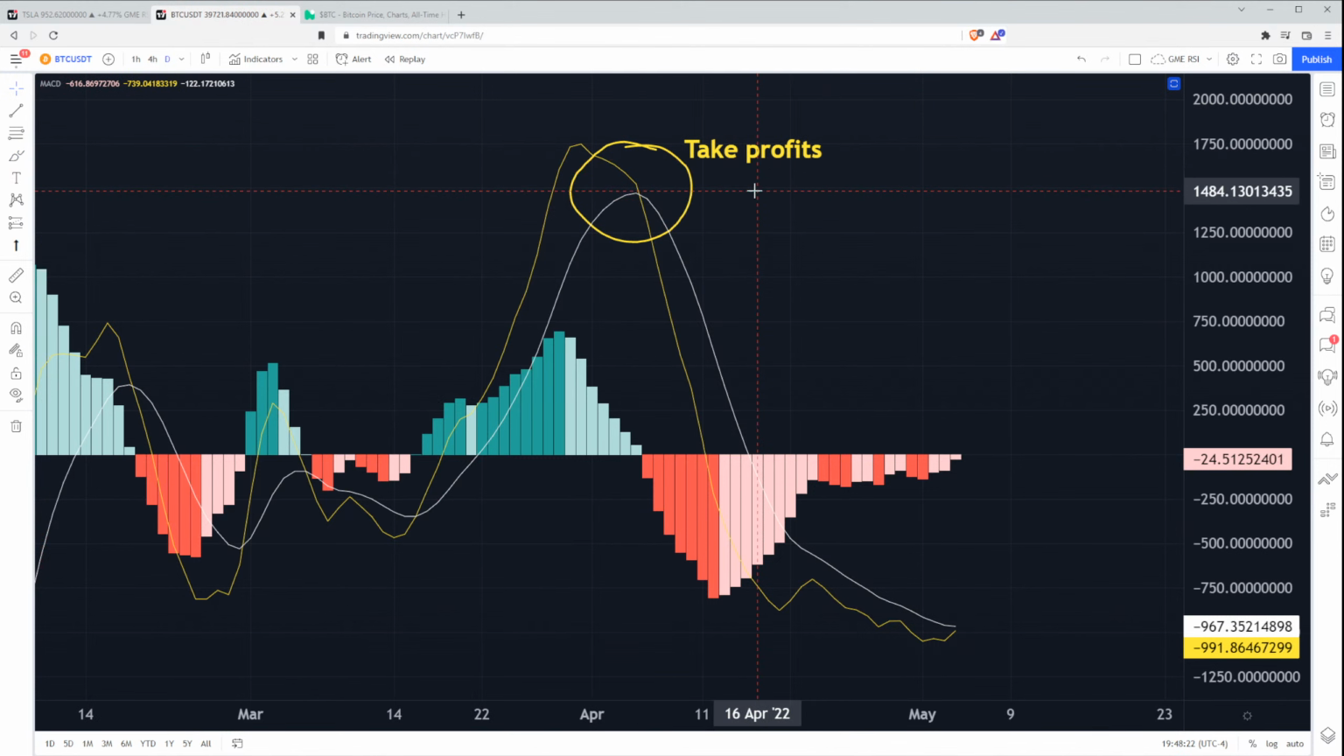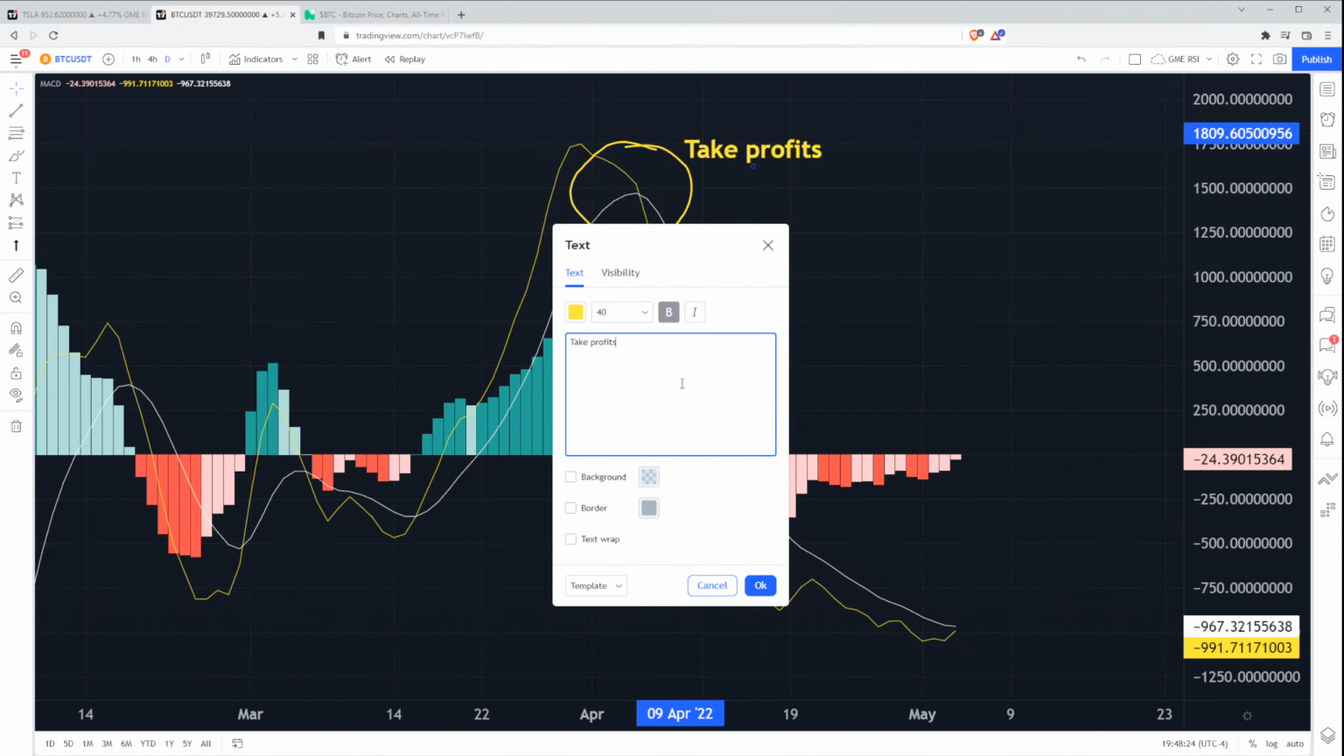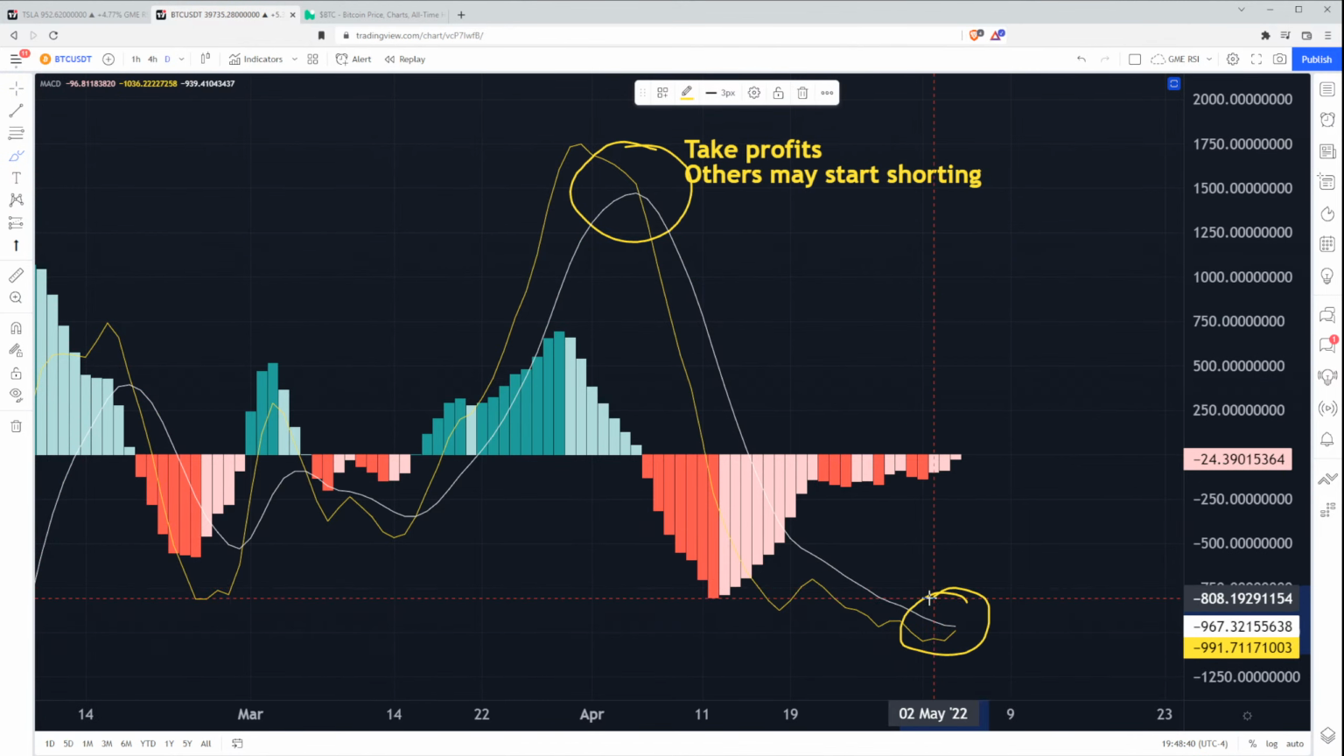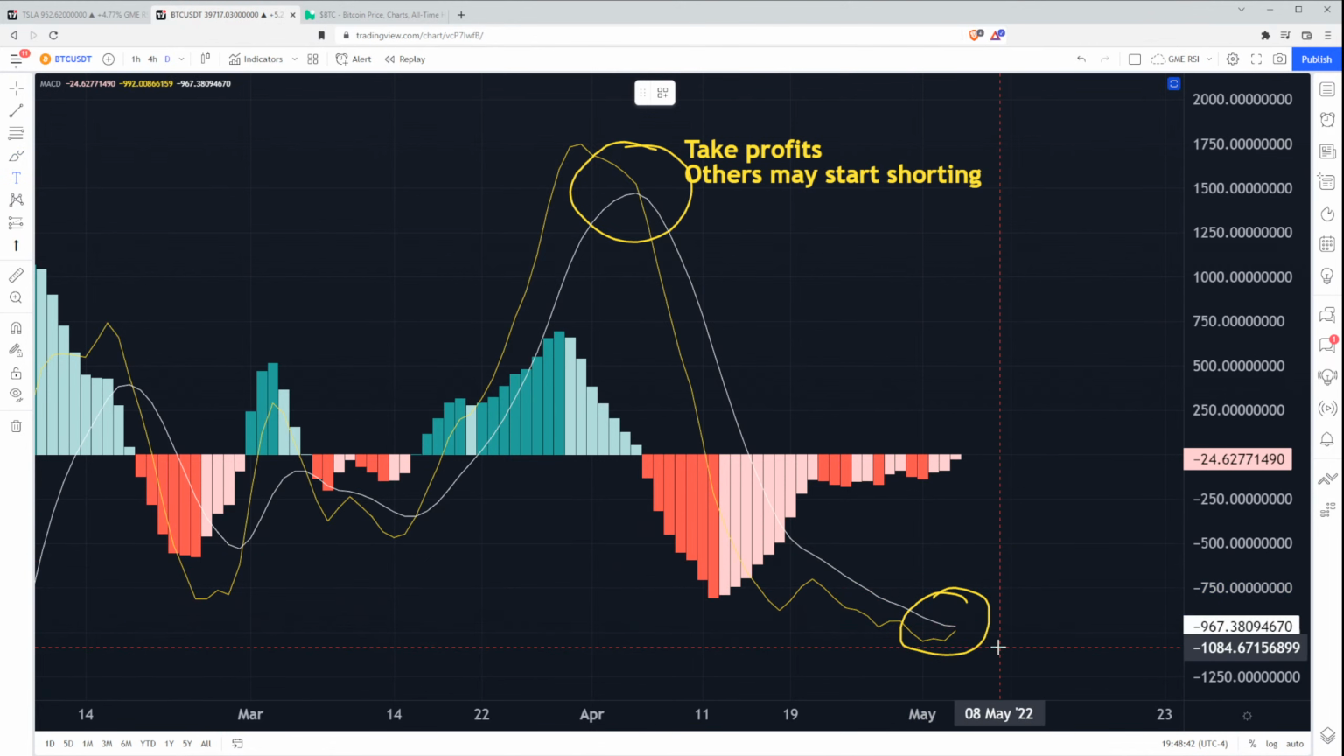You can take profits. Some people are going to start shorting. Others may start shorting it right here. And then when the MACD is well below the signal line, like we see here, and it's about to cross above it, this means to accumulate, to buy.